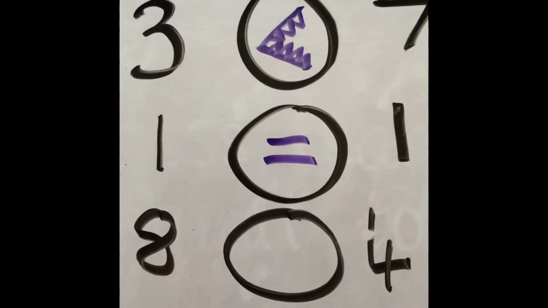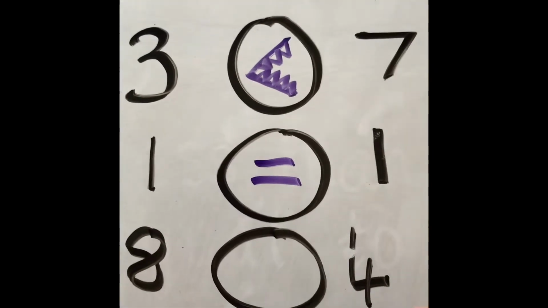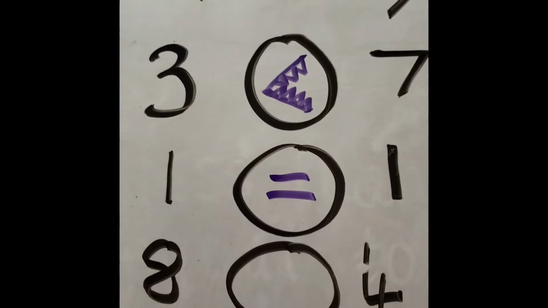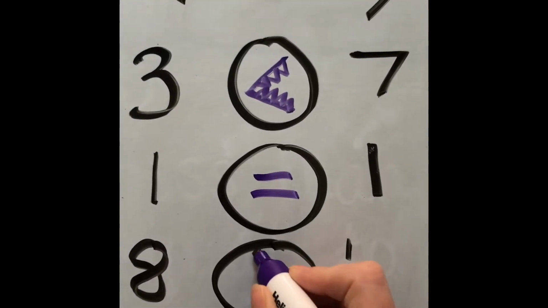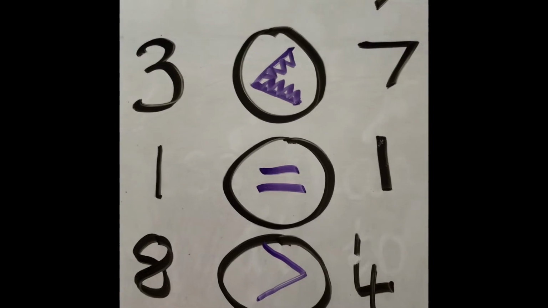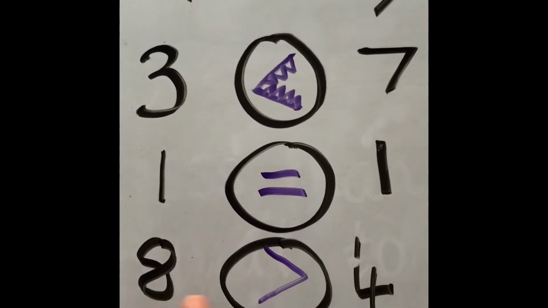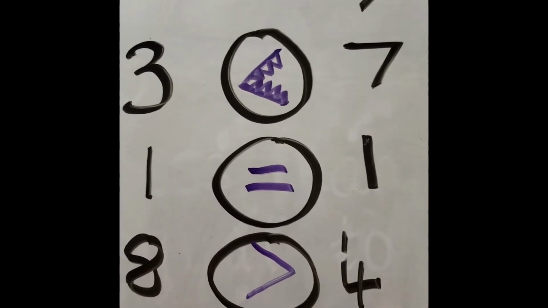Over here, we've got 8 and 4, so this time the crocodile's going to be looking that way because 8 is a bigger number than 4, and he always wants to eat the bigger number. So 8 is greater than 4. That's basically telling us this way around, 8 is greater than 4.